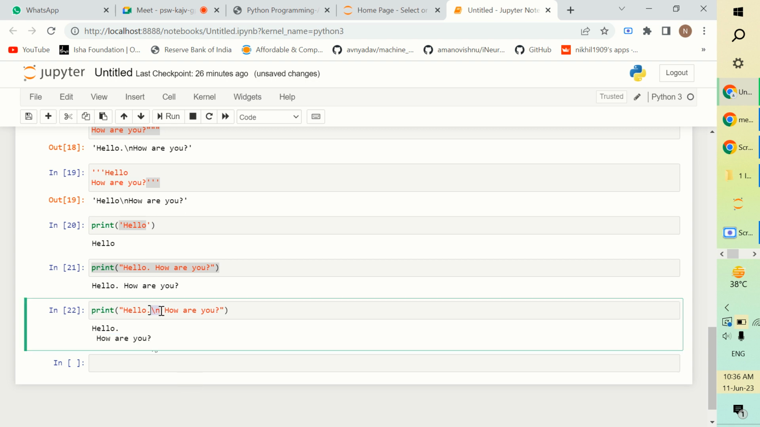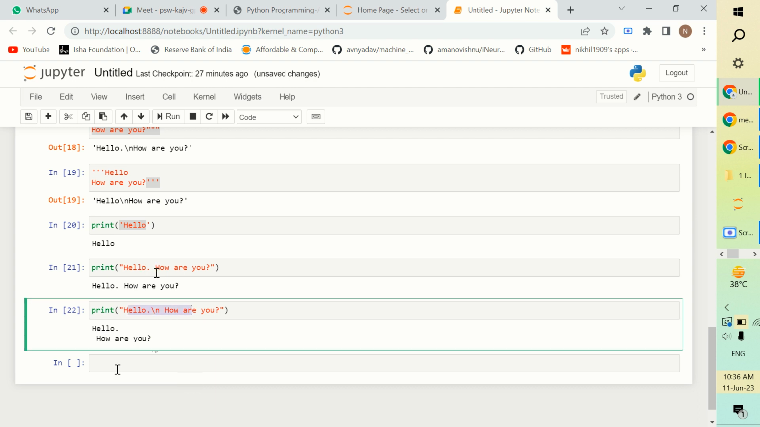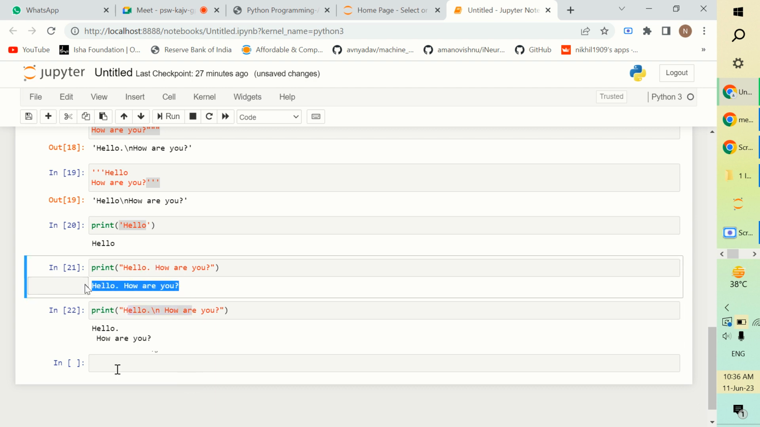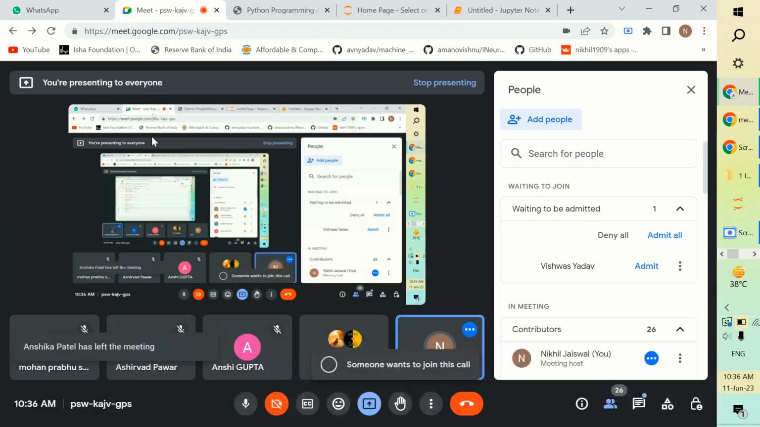Okay, so this backslash n is clear. Backslash n is used to write from a new line. Here I've written hello how are you, but here it is getting printed in a single line. But here after hello I've written backslash n, so after hello it is starting from another line.